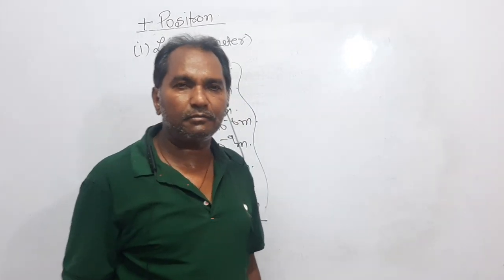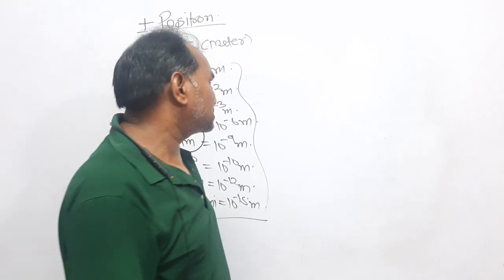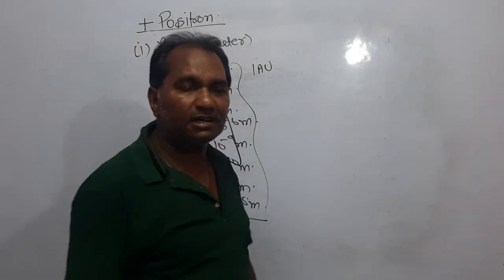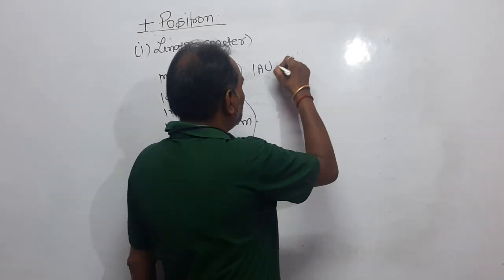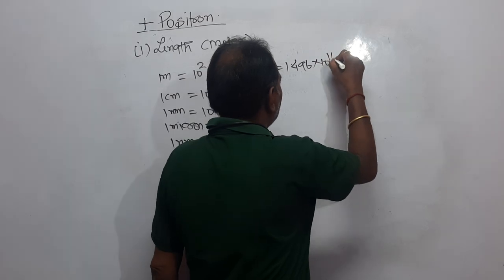Now, we have to talk about the bigger units of length. What are the bigger units? One very important unit is the AU. AU is the astronomical unit, which is equal to 1.496 into 10 raised to the power 11 meter.